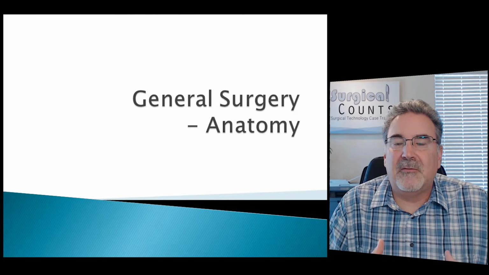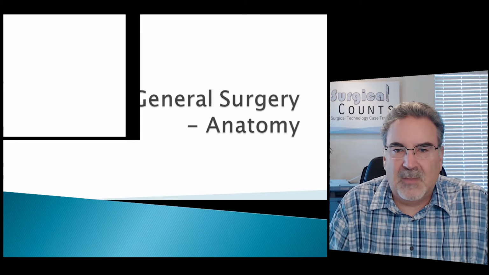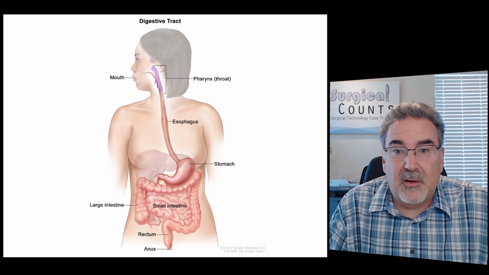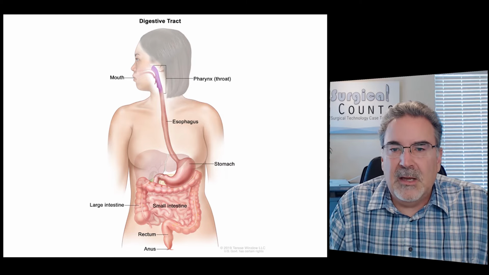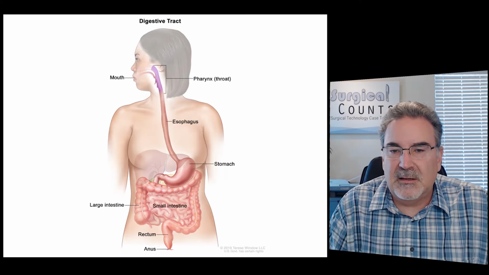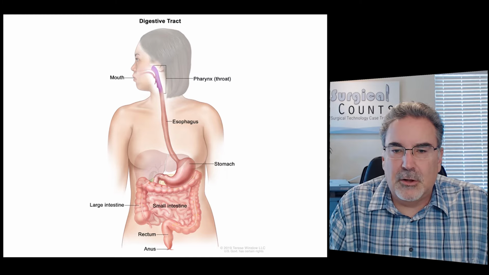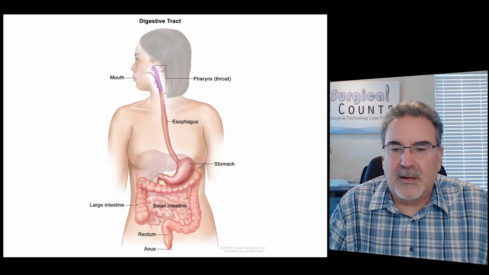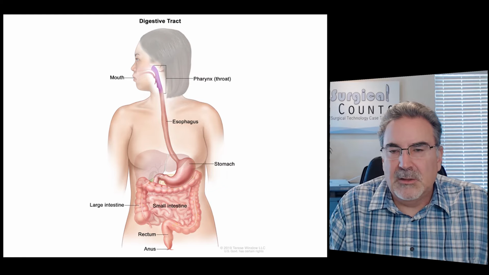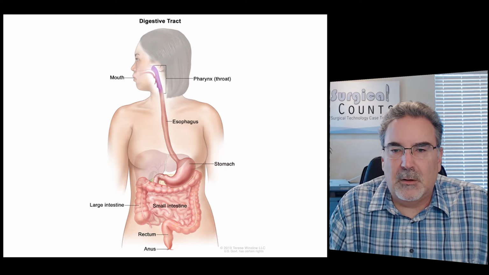So let's go over a little bit of the anatomy of the digestive system. The digestive system starts at the mouth and goes through the throat. The high class term for that is the pharynx. It goes down through the esophagus into the stomach. Then from the stomach, the food goes into the small intestine, which is a very long tubular organ, followed by the large intestine, which is a larger organ that goes around the abdomen, eventually to the rectum and then to the anus. So let's break down some of those sections a little more closely.